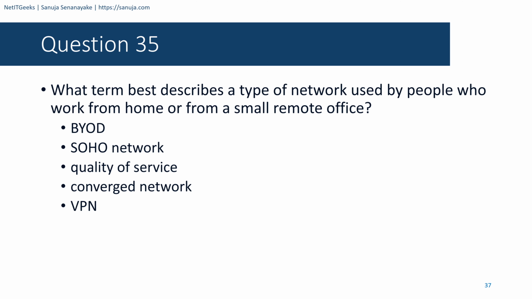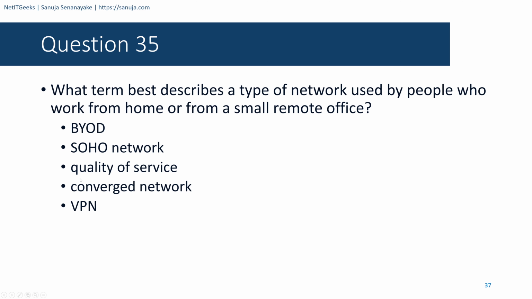So they're asking what term best describes a type of network used by people who work from home or from a small remote office. It doesn't mention anything about secure connections. It doesn't mention anything about a specific way of configuration of networks or anything like that. Just somebody working from home, right? It doesn't mention that they are connecting to an office network or anything like that. So the answers could be BYOD, which stands for bring your own device. This is the small office, home office network. Quality of service, QoS, converged network, and VPN, virtual private network.